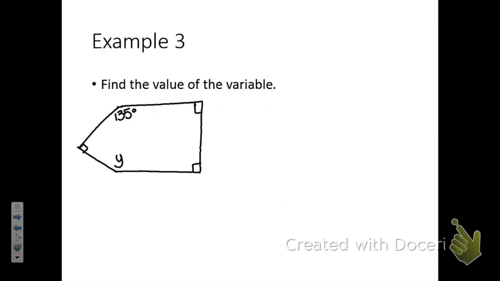So in example 3, it's wanting me to figure out the value of the variable, which in this case is y. What type of polygon is this? Pentagon, because it has 5 sides. So this is a pentagon, okay? Well, I know some of the angle measures here. I obviously don't know the angle that is represented by y. Are there any ideas on how I could figure this one out?